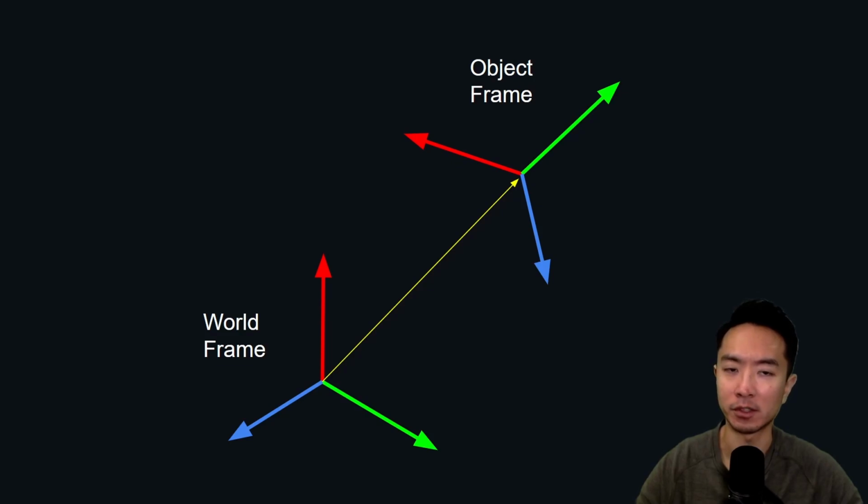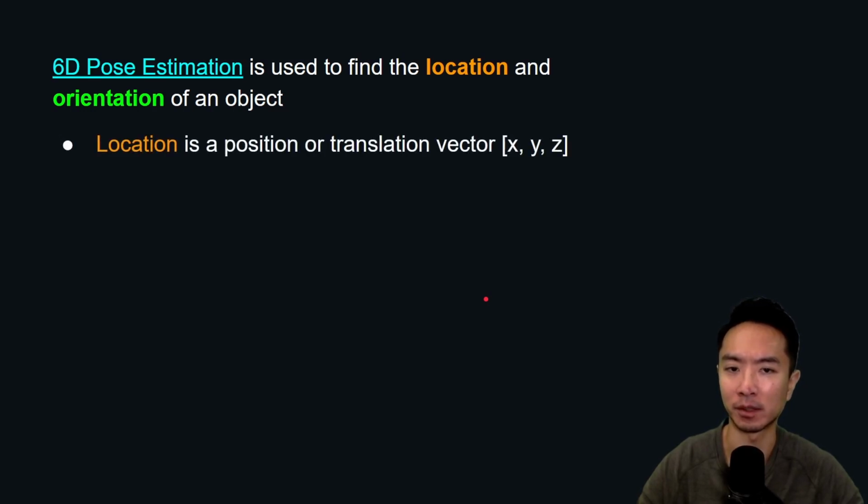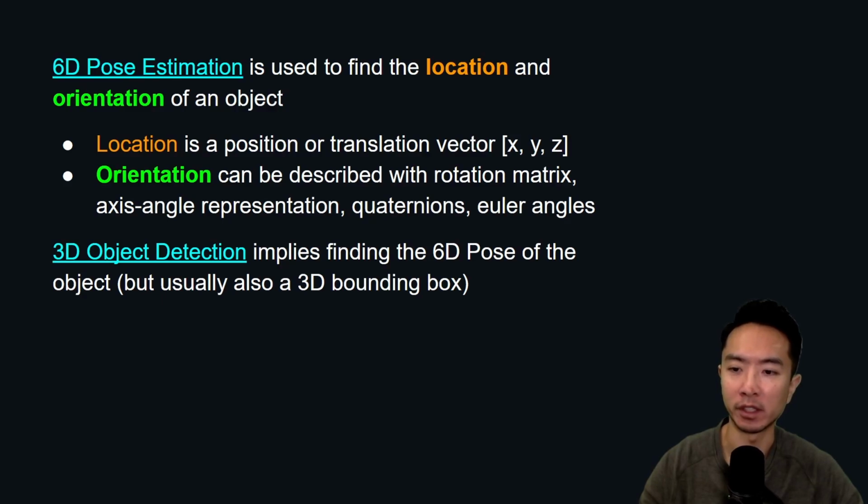So the problem we're trying to solve here is if we have an object, how do we figure out where it is and how it's oriented? There are a lot of terminologies out there, so I want to clear some of them up. One of the common things you'll see is 6D pose estimation. This typically means you're trying to find the location and orientation of your object, where the location is typically defined by a translation vector xyz, and your orientation can be described with the rotation matrix, angle axis, quaternions, or Euler angles. And then we have what's called 3D object detection.